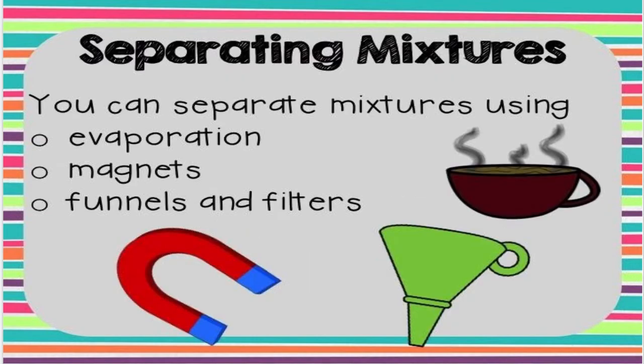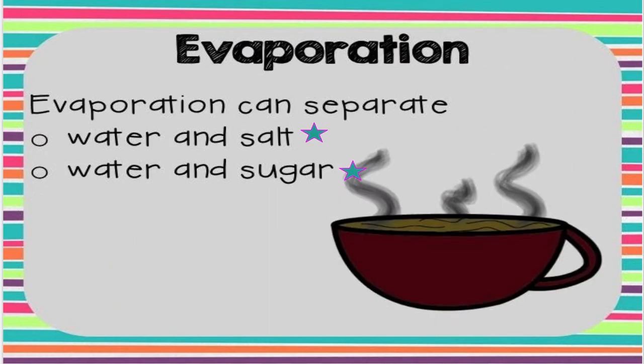So we can separate mixtures. You can separate mixtures using evaporation, magnets, funnels, and filters. Evaporation can separate water and salt and water and sugar. So if I was to take some water, mix some salt in it, and then boil the water out, the water's going to turn to steam, but if you look in the bottom of the pot, you're going to see a white residue. That's the salt that's left in there.